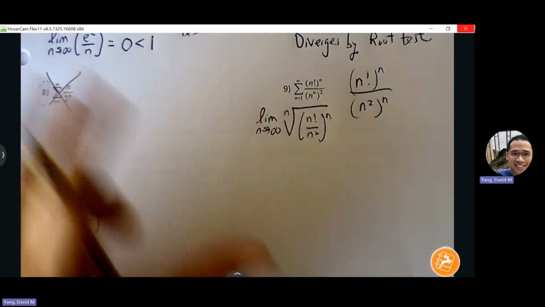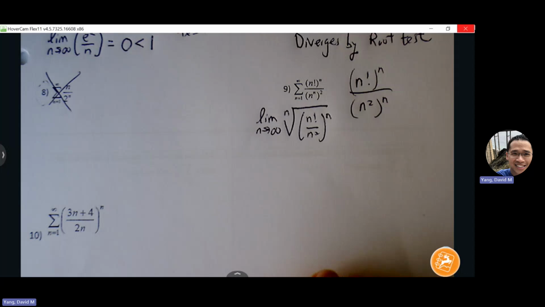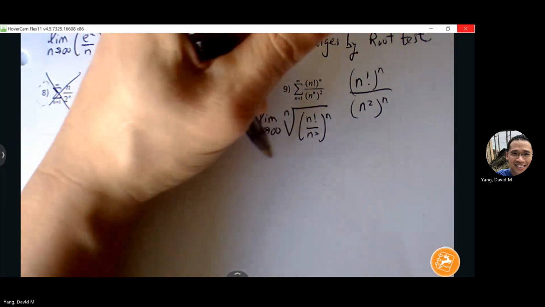Does factorial go faster than polynomial? Yes, factorial grows faster than polynomial. Does it go faster? Yes, it does. Factorial grows faster than exponents as well.